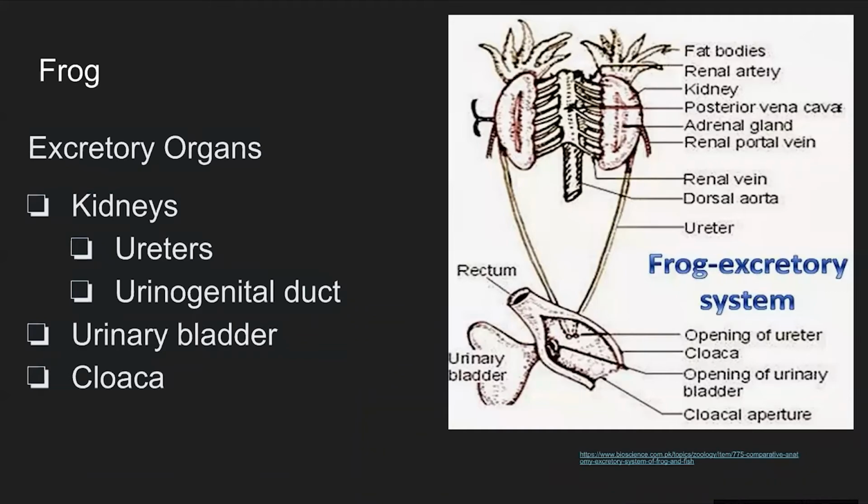Like the rat, the main organ that operates in the frog's excretory system is the kidney. The waste of the blood is filtered through the kidneys and travels through the ureters, or urogenital duct in males, into the cloaca. This is the main difference between the two excretory systems.